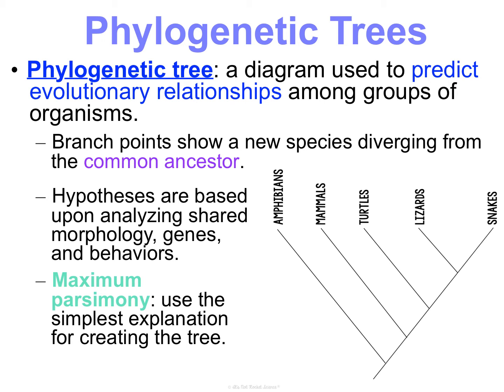Evolutionary biologists stick to maximum parsimony. Anyway, it just basically means that we're going to use the simplest explanation possible when we create these trees. The simplest explanation is often the closest to being correct. But anyway, that's just what that word means. And that's just the general rule of phylogenetic trees, to keep them as simple as possible.